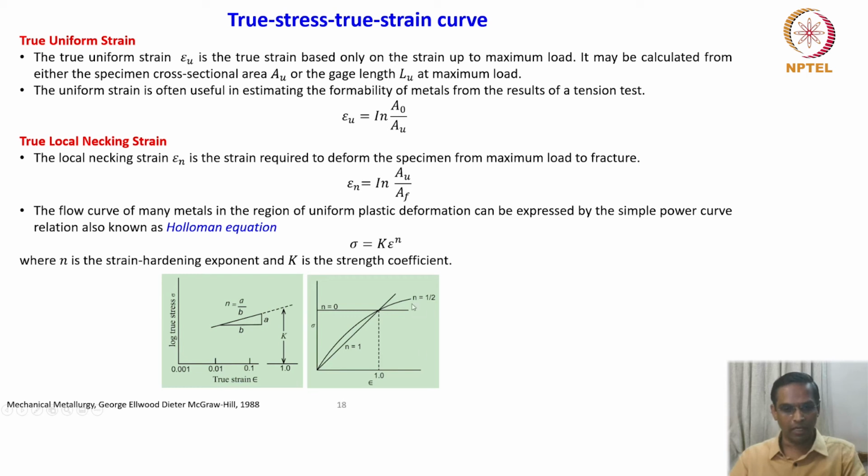So these plots at least capture the idea of what is the meaning of n, the strain hardening exponent. Very important parameter. As I said, by measuring n, you can relate that to formability of metals and strain hardening ability and so on and so forth. We are going to see them one by one.